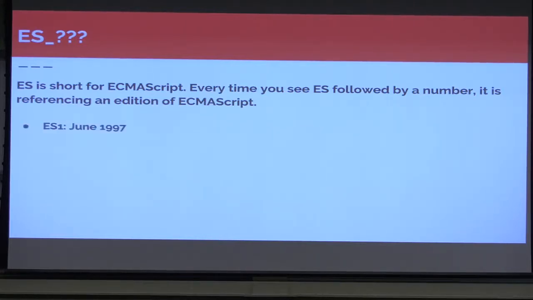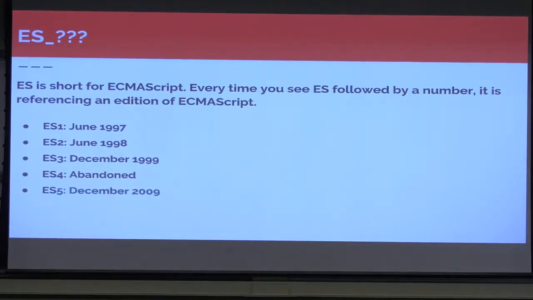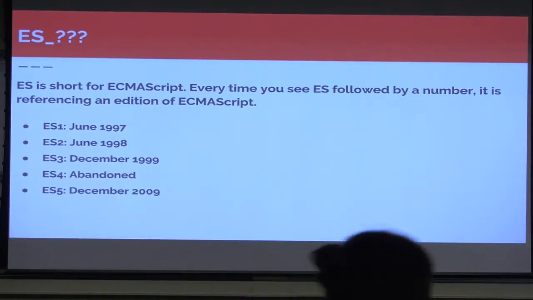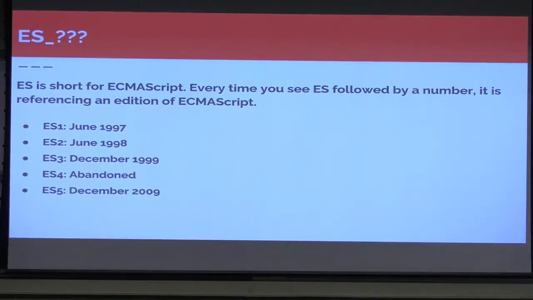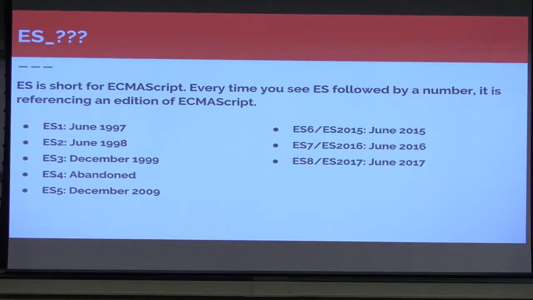So ES1 in 97, ES2 in 98, ES3 in 99. ES4 was actually abandoned. Then we finally got ES5, and this is what everyone is probably familiar with. This is what we had for years and years. It came out in December of 2009, and we didn't have any changes to JavaScript until June 2015 when we finally got ES6. ES7 came in 2016, and ES8 in 2017.